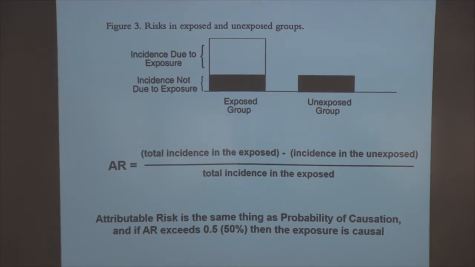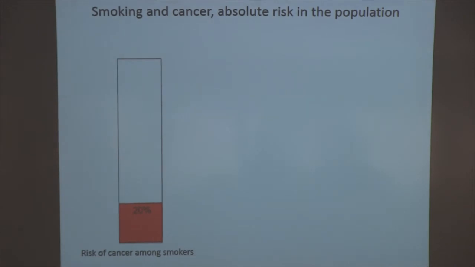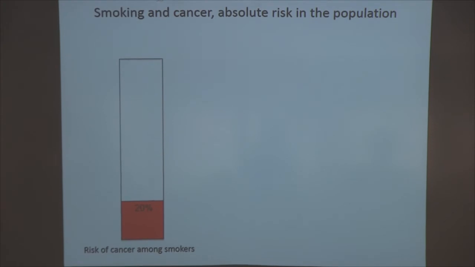We turn this into probability of cause. This is how this is used in a legal setting. So let me give you one more example so you understand this, and I'll stop beating on this particular horse, and we'll move on to something else. But here's how you get, again, from the population to the individual. Let's take smoking and lung cancer and talk about the concept of absolute risk.